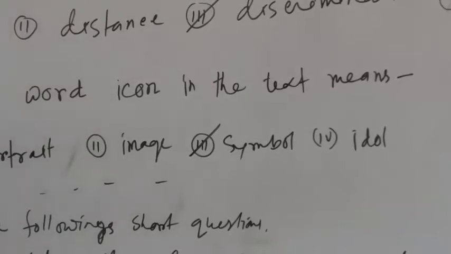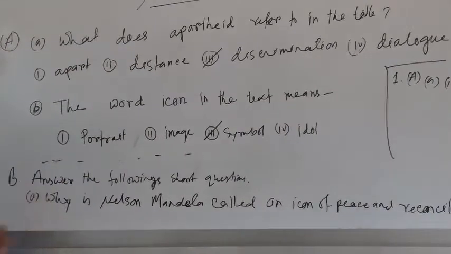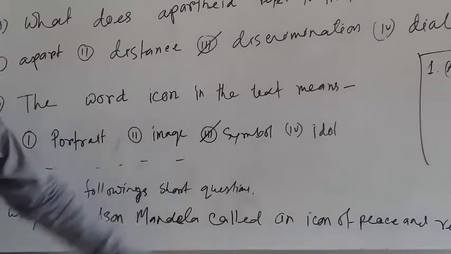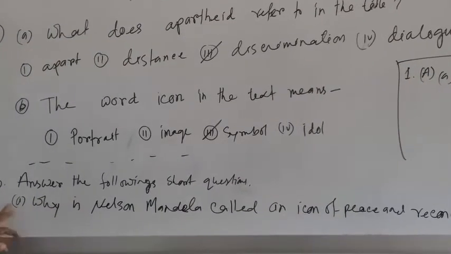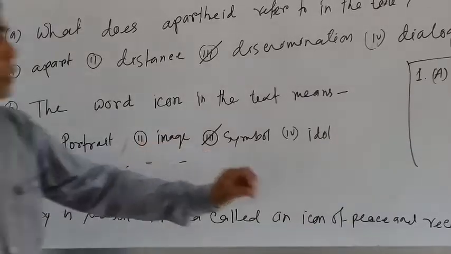Similarly, there will be another 3 multiple choice questions. I have only shown 2 questions here. Dot means another question. Now from the same passage there will be short questions, and this is B. Answer the following short questions. I have written 1 question here. In this way, similarly there will be 4 short questions. You have to answer every question.